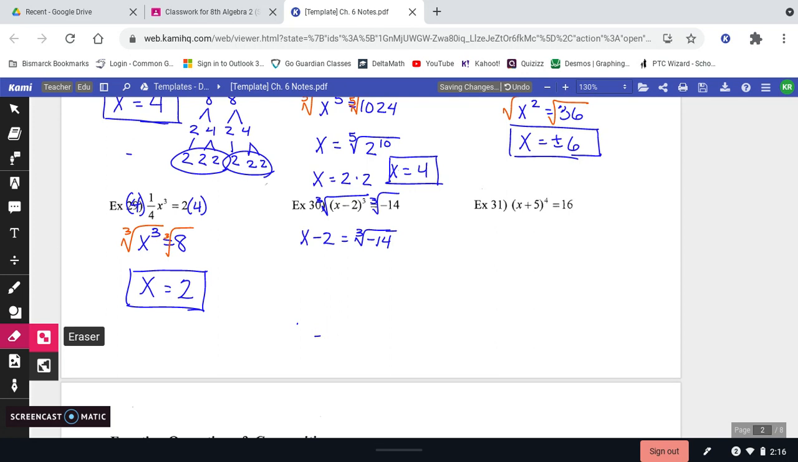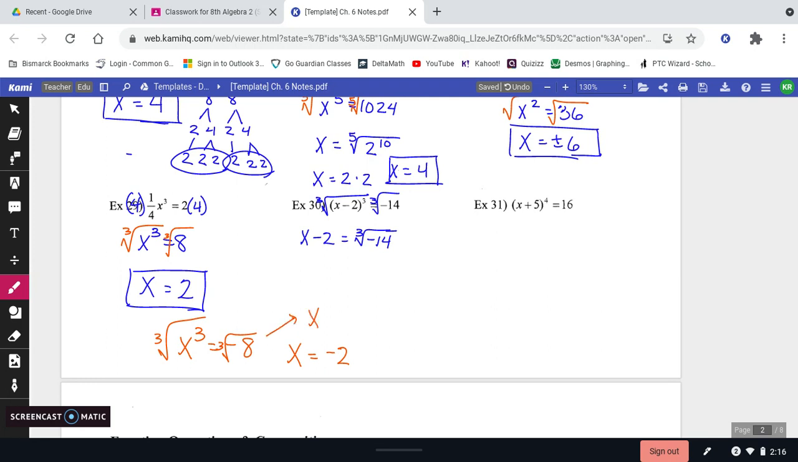Well, what can I do with this negative 14? It's going to work out fine because if you think about this, I'll do another example here. If x cubed is negative 8, then I'm going to cube root both sides. Well, that's going to be x equals negative 2 because negative 2 times negative 2 times negative 2 is negative 8.